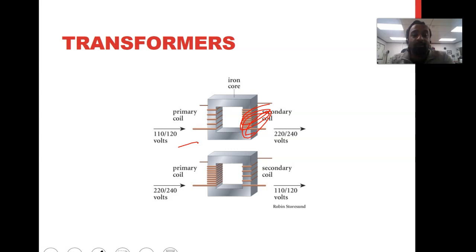And it can go up to 10,000 volts, and that requires us to have, I think, 5,000 turns. Okay, let me pause here a second.